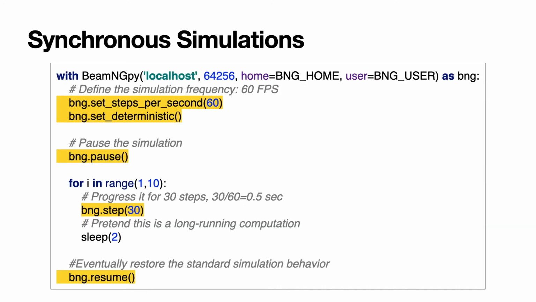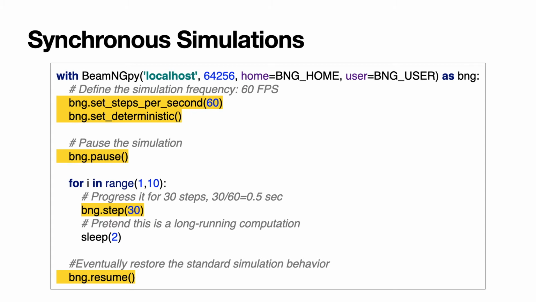So to have synchronous simulations, you have to set the steps per second, define the simulation as being deterministic, and then you pause it. At this point, if we are gonna run this code, when you pause it, there's nothing you can do. So you see that the timer, the logical time of the simulation, is frozen, no control acts on the car. So if you try to drive the car, it won't move.